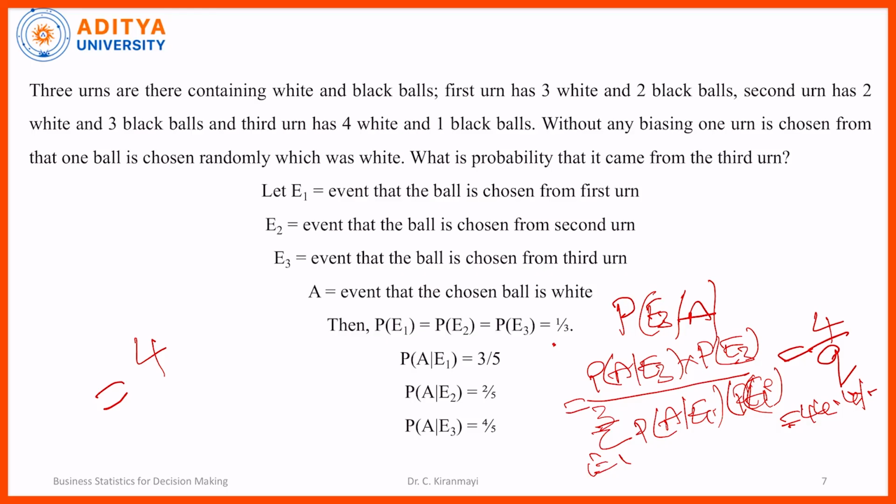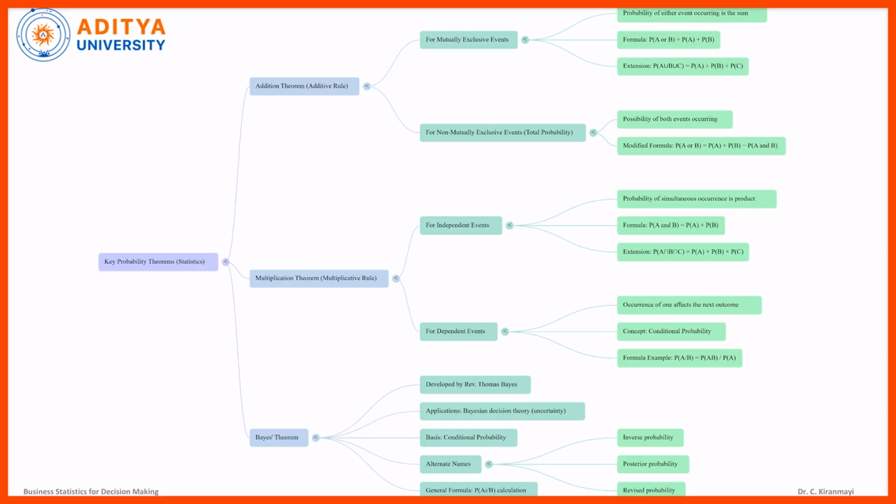So initially, what is the information we have? The probability of the ball coming from any urn, E1 or E3, is 33%. P of E3 is 33%. But if we select a white ball, the probability of getting that white ball from E3 is going to be 44%. So this is how we can revise the existing probabilities. By adding new evidence, we can revise the existing probabilities using Bayes' theorem.